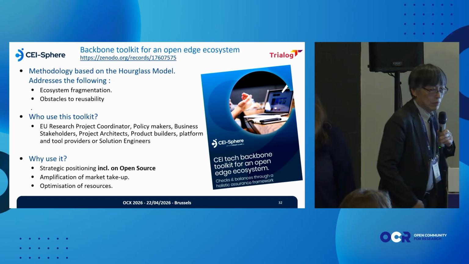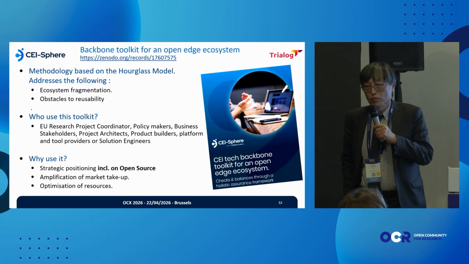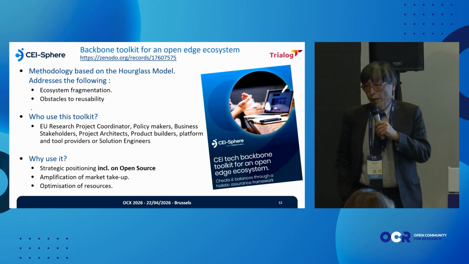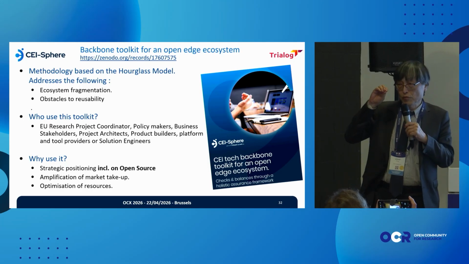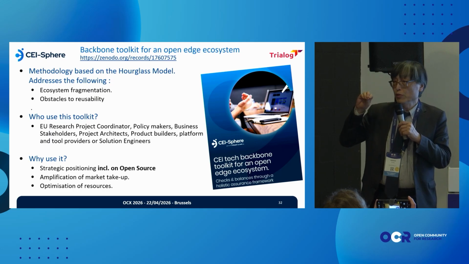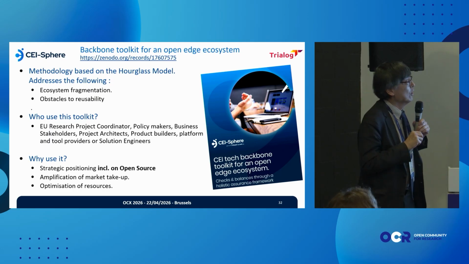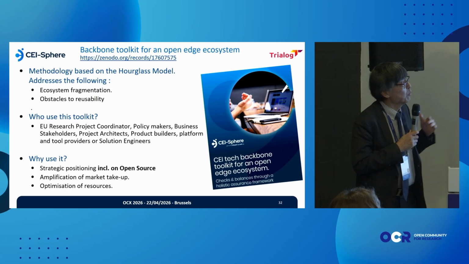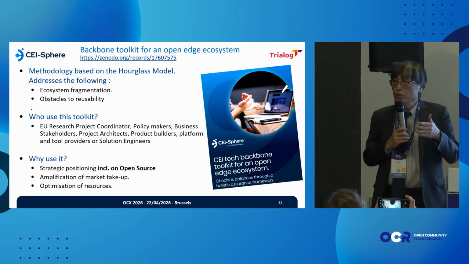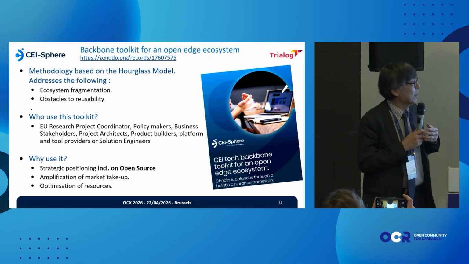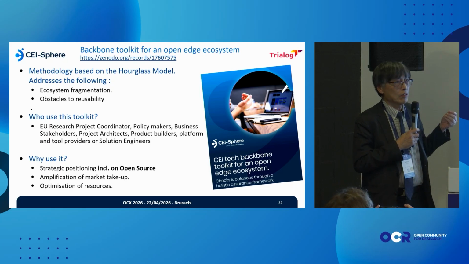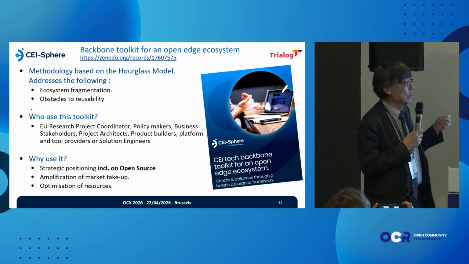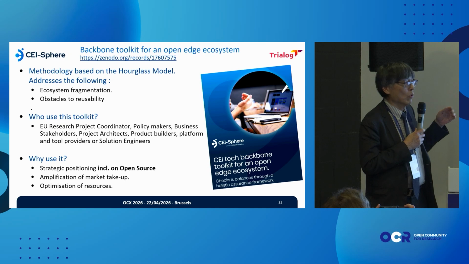So thank you. This is an exercise for all of us to bridge the gap between the demand side and the supply side. We use the Hourglass model because the focus is on the gem that we are producing at the end of the project. So the CI Sphere came up with a toolkit, a methodology allowing us to think about it. It addresses ecosystem fragmentation. It allows us to understand what it is we want to reuse. It is concerning all the stakeholders.